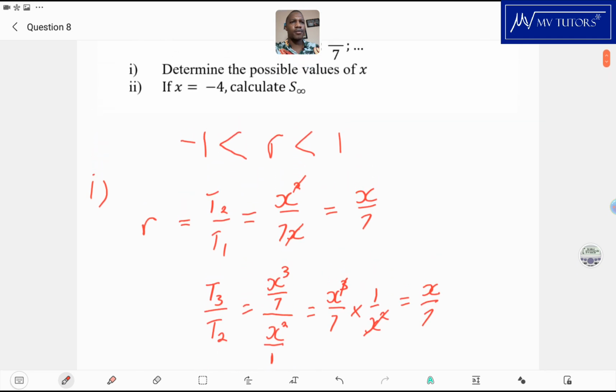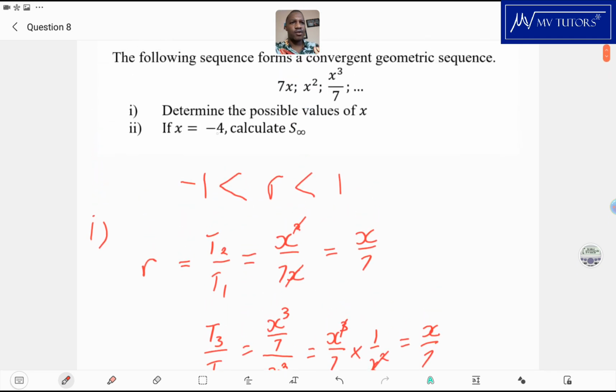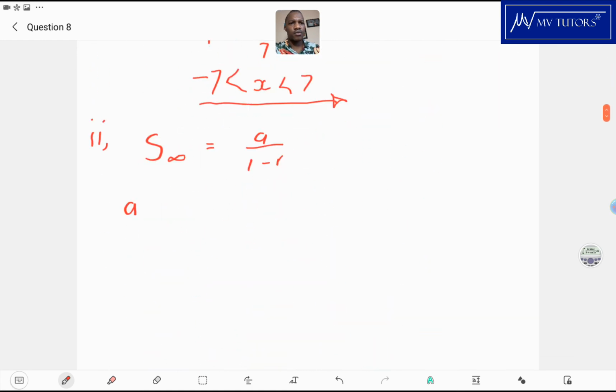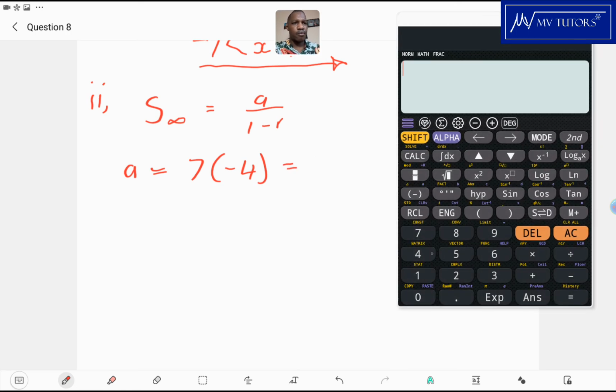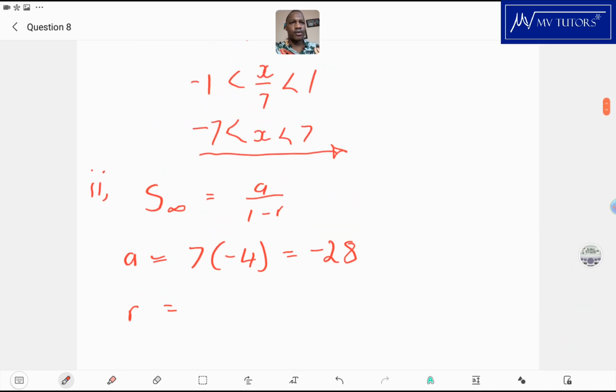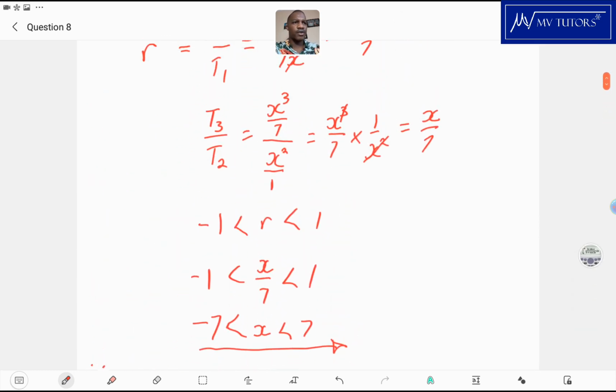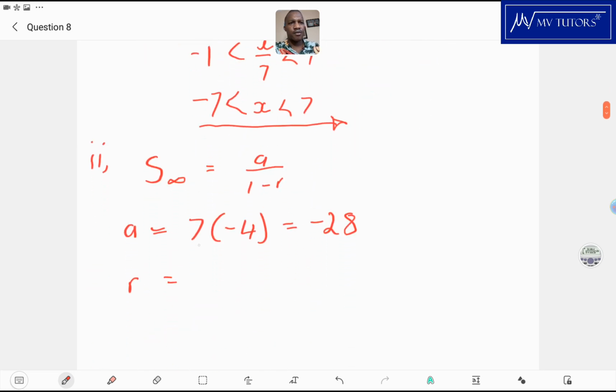Term 1. We are told if x is equal to minus 4, and term 1 is 7 times minus 4, because that's x. So a is 7 times minus 4. I should be knowing that by head, but I don't. It's minus 28. Okay, the other thing that we need is r. And r, we already have r, that is x over 7. And remember, x this time is minus 4 over 7.